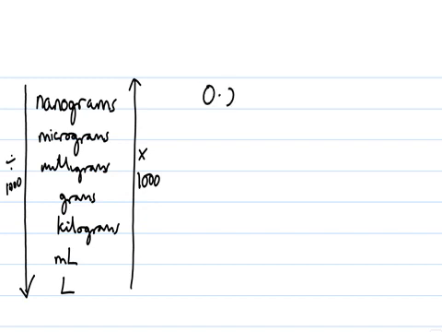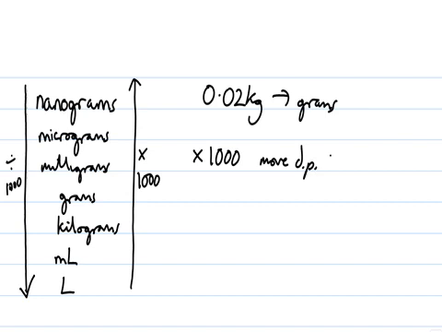Let's look at one example. Say we have to convert 0.02 kilograms to grams. Using this table, I can see that I'm going from kilograms to grams. I've got to go up, so I multiply by 1000. How do you multiply by 1000? Well, if you're multiplying by 1000, that means that you move the decimal place 3 places to the right.